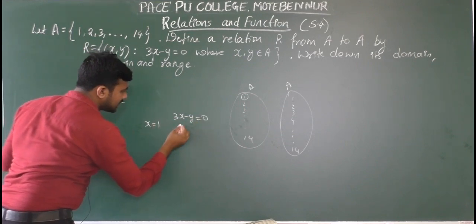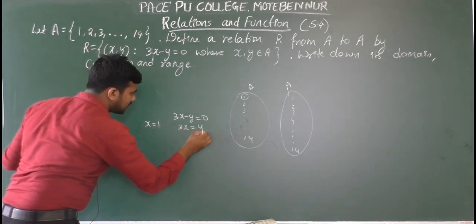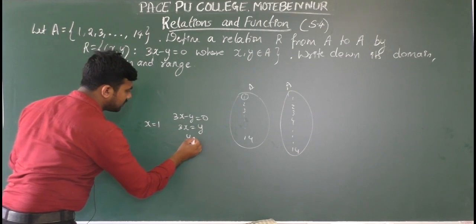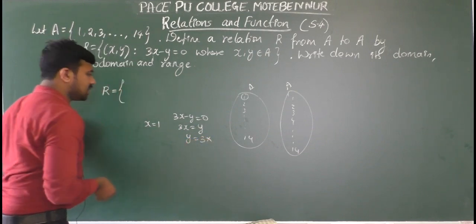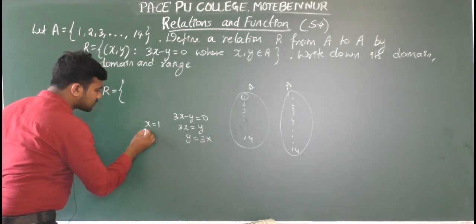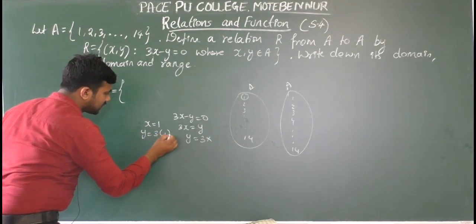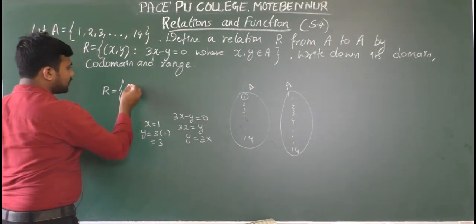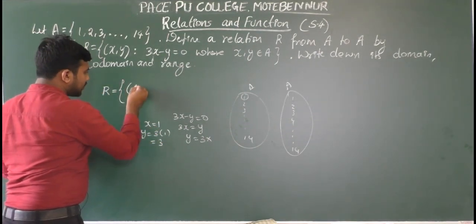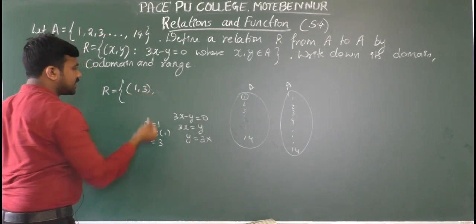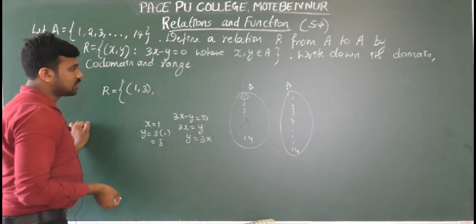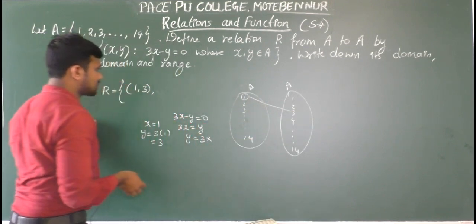From this we can write 3x is equal to y, or y is equal to 3x. So if you take x is equal to 1, then what is y? That is 3 into 1, which is 3. So the first relation you got is 1 related to 3.